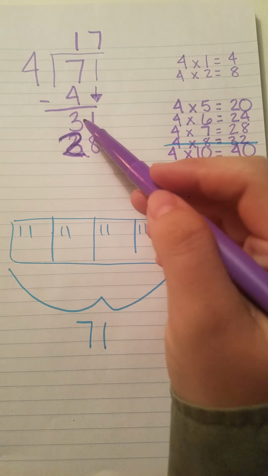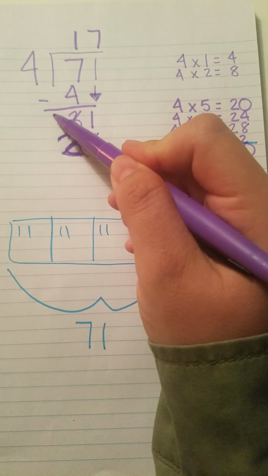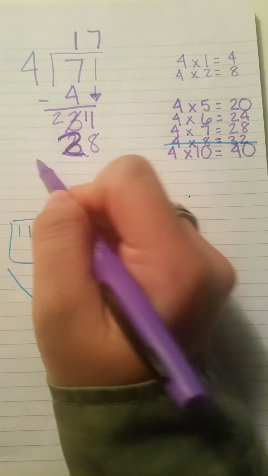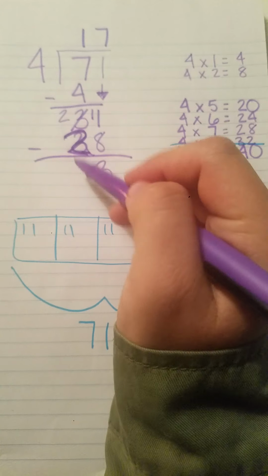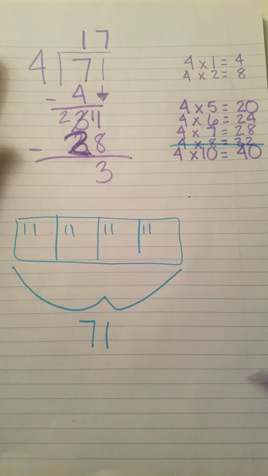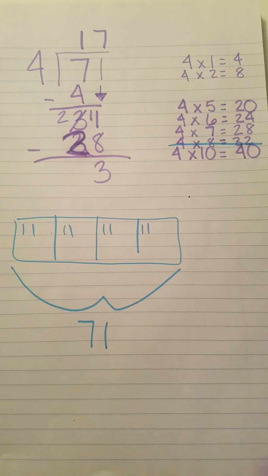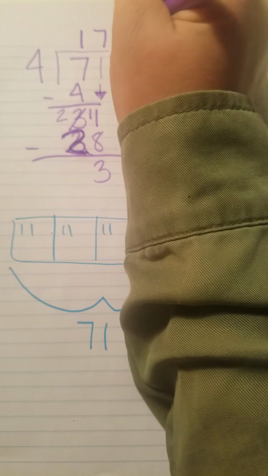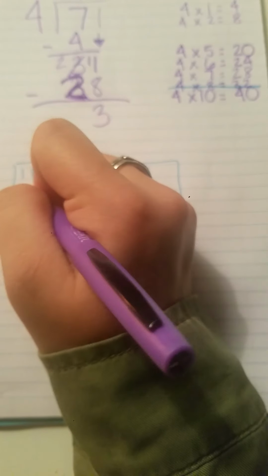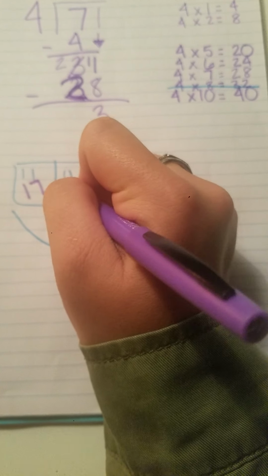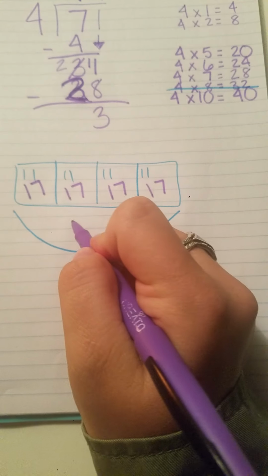28. And 31 minus 28. I can't do 1 minus 8. I have to regroup. So 11 take away 8. I'm going to count up 8, 9, 10, 11 is 3, 0. Okay, so now my step would be to repeat, but now that my dividend is smaller than my divisor, I know that that's just going to be my remainder. So I should know that 71 can divide into 4 groups, and they will each get 17, and there will be a remainder.